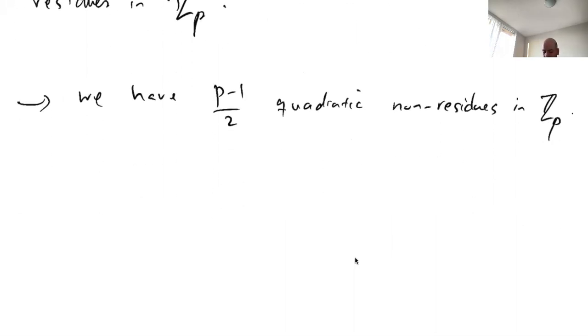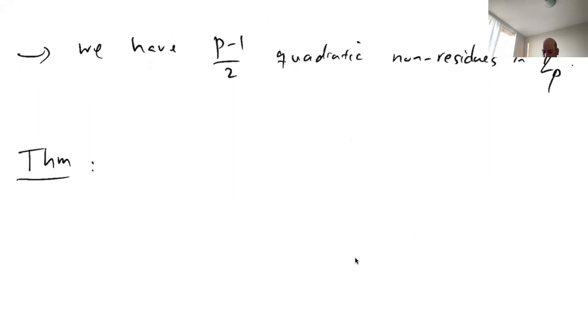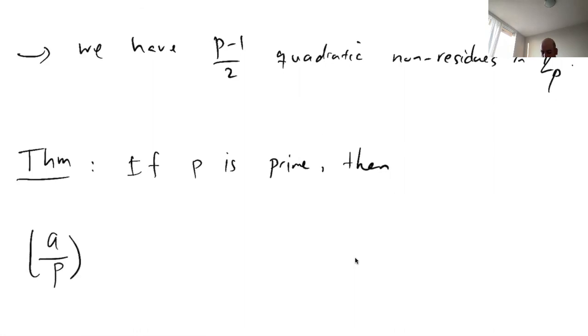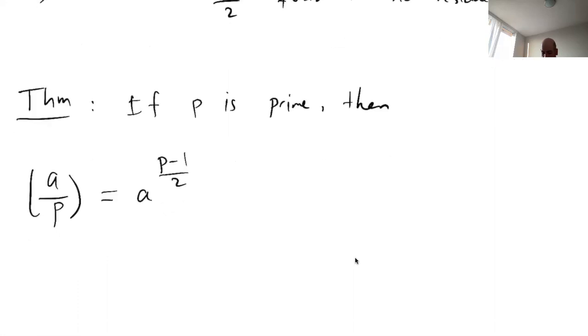Now the next theorem we want to show is that if p is prime, then the Legendre symbol a over p is equal to a to power p minus 1 over 2 in Zp.